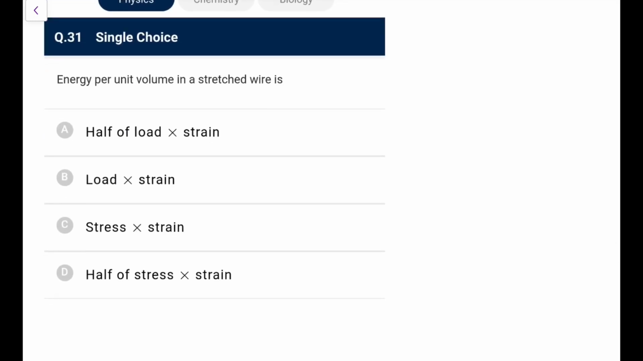Energy per unit volume in a stretched wire is half stress into strain, so go for option D.